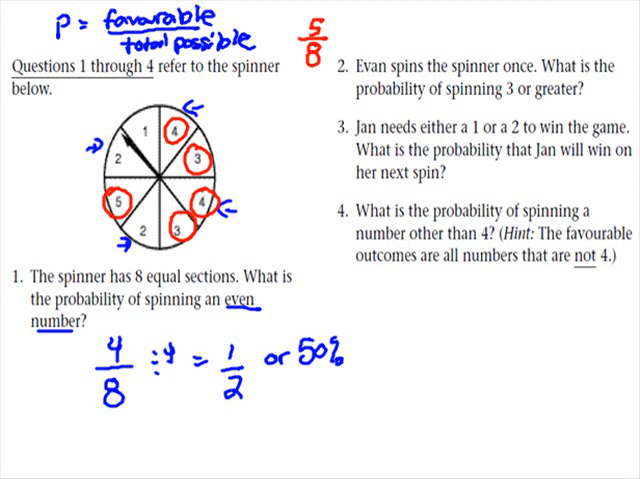Always check to see if your fraction can be reduced, which it can't. You can leave your fraction like that, 5/8, or if you like to change it to a decimal, this would be 62.5%.